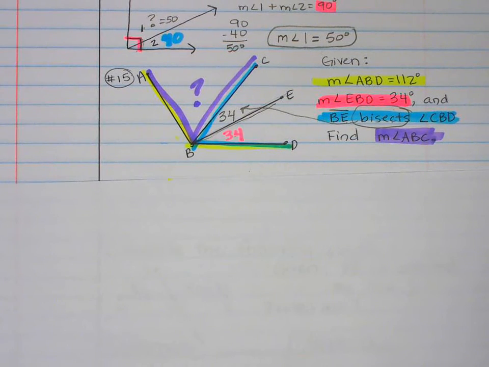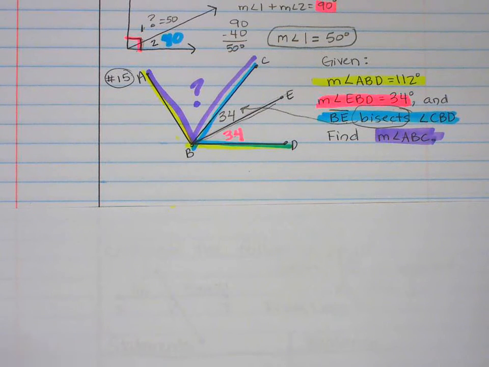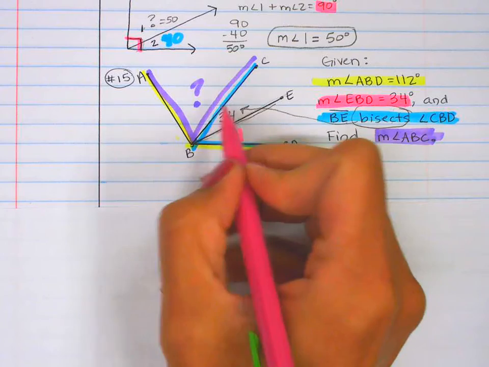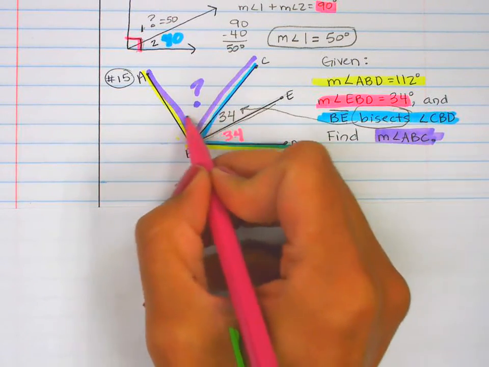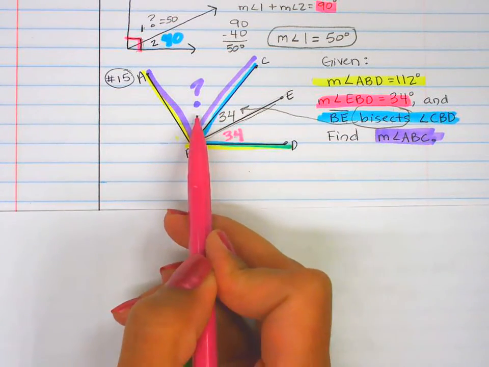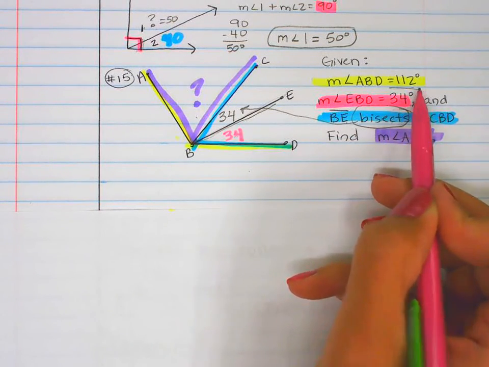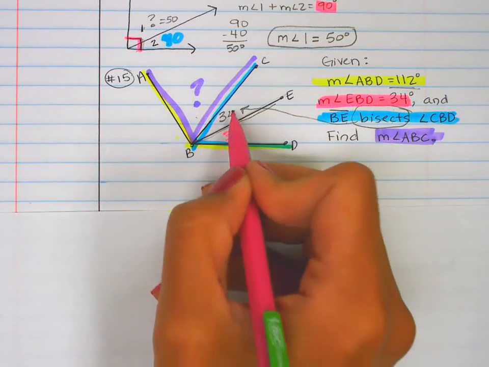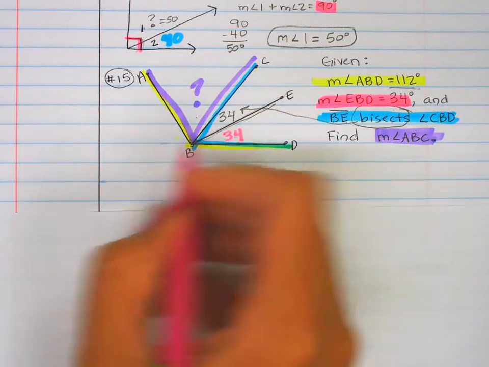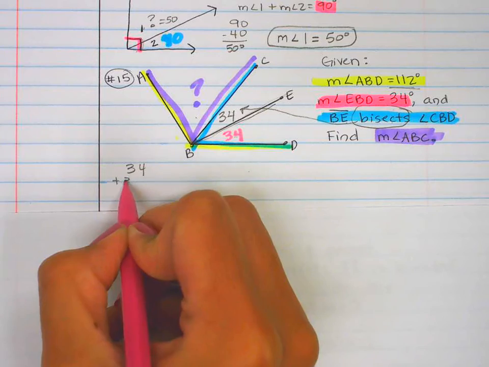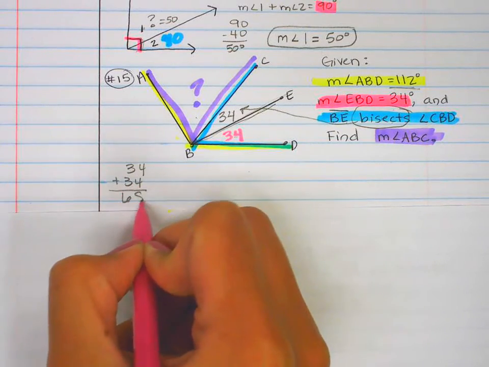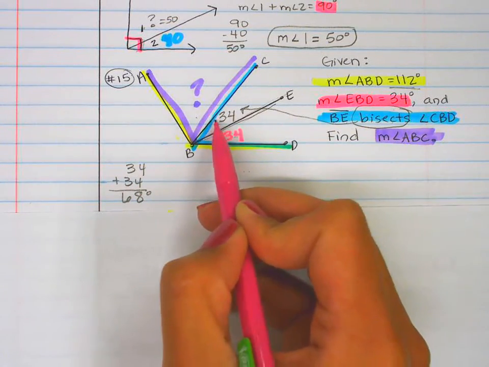But one of the things I would do is think to add up these, and if I add this one too, that equals the total. So if I add 1, 2, and 3, these three angles, it should equal the total angle, which is 112. I do know two of them. It's 34 and 34. So I would do 34 plus 34, and that's 68 degrees. So these two together is 68.